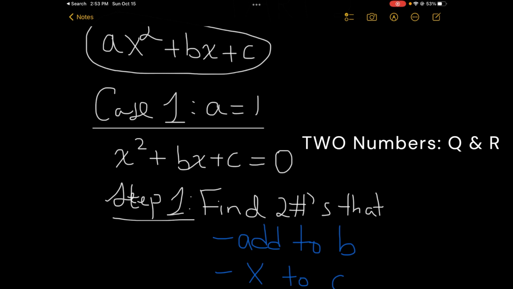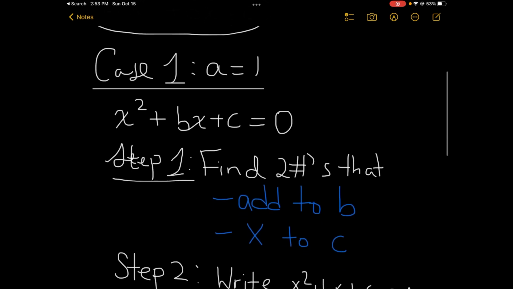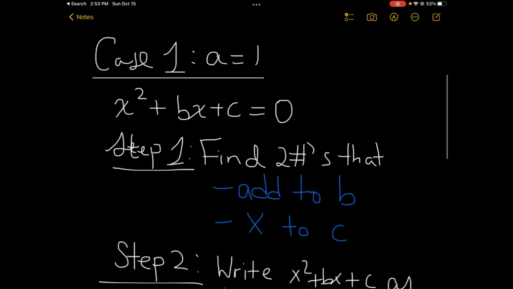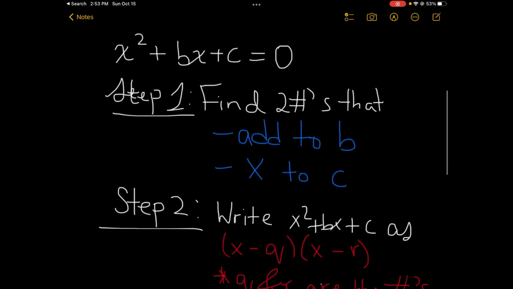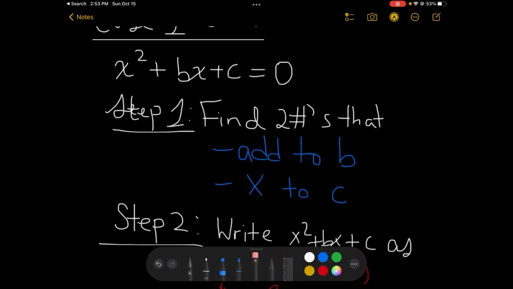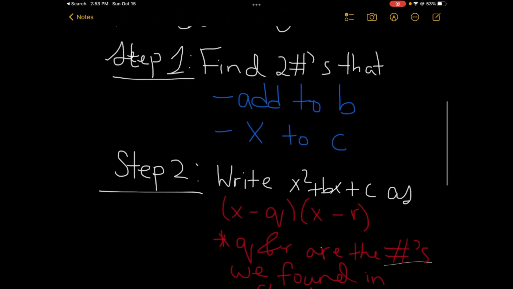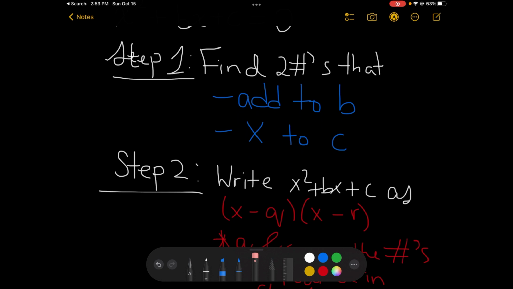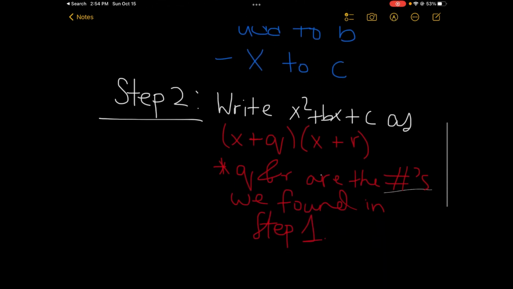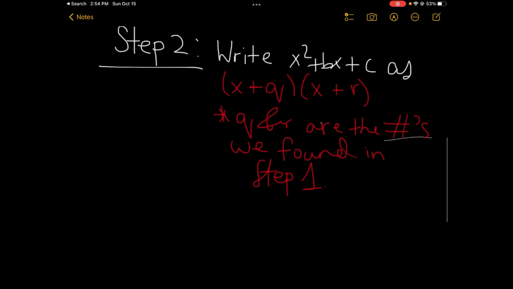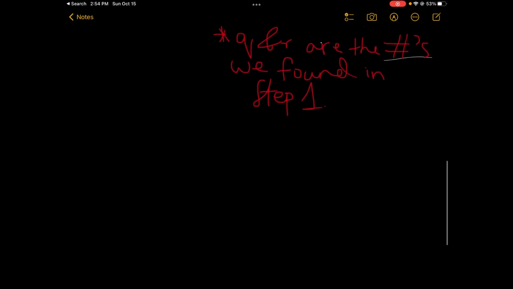So once you find those numbers, you can write the quadratic x squared plus bx plus c as x plus q times x plus r, right? So it's x plus q, not x minus q, and it's x plus r. So you can write it like that. And like I said before, q and r are the numbers we found in step 1.